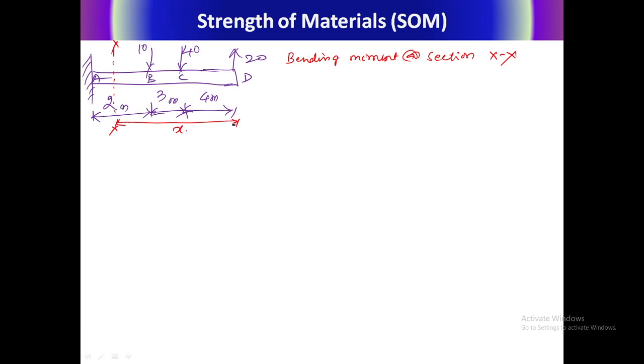Okay, now this is making a sagging moment. This is making a hogging moment. This one is also making a hogging moment. Now this is section XX. Now this distance is what? X. Now this distance is what? X minus 4. Now this distance is what? X minus 7. Do you agree with these distances?